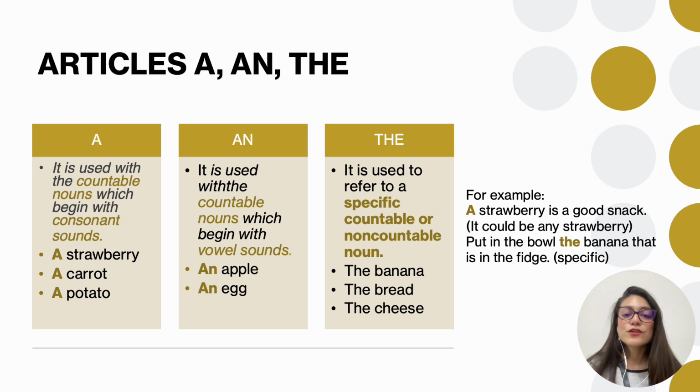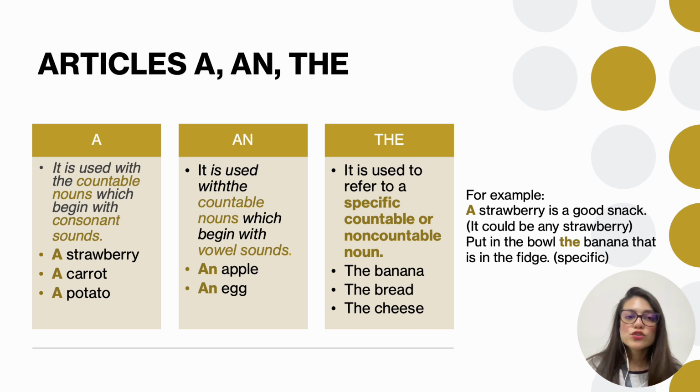Okay, for the singular nouns, para los singulares, we are going to need some articles. In this case, we're going to need a, an, and the, okay? So a, we're going to use it with countable nouns which begin with consonant sounds, okay? Consonant sounds, no letters, sounds, okay? For example, a strawberry, a carrot, a potato.